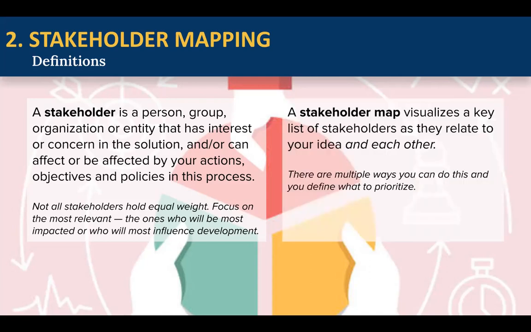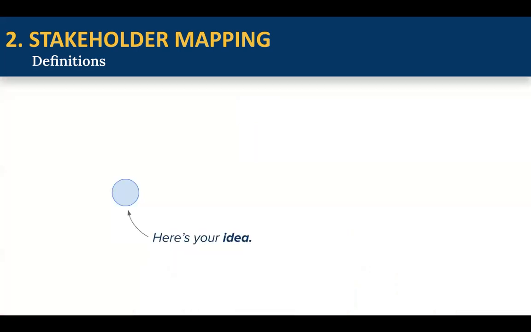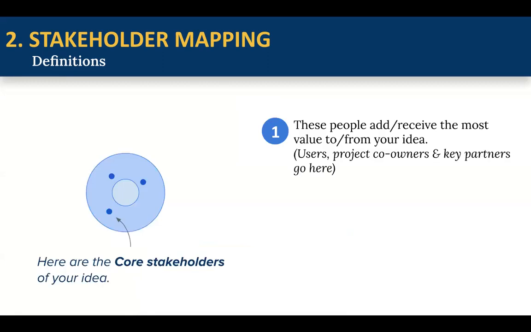And then we're going to map out the stakeholders. So it's just a way of visualizing your key list of stakeholders as they relate to your idea and ideally each other. So there's a lot of ways to do this, and we're going to go through one. So here's your bright idea, just sitting there on its own, living its life. The people, and entities, I should say, that are surrounding your idea directly, the people that are closest to your idea, your inner circle, as it were, are your core stakeholders.